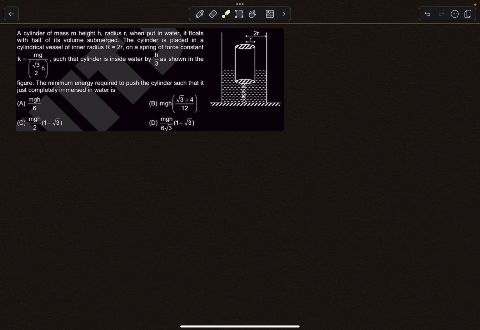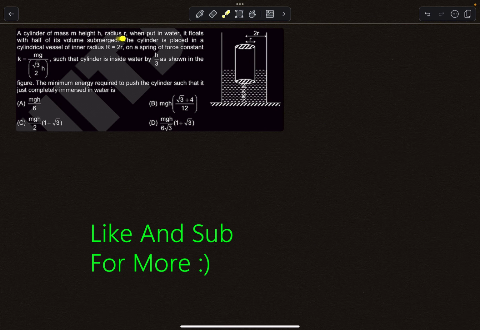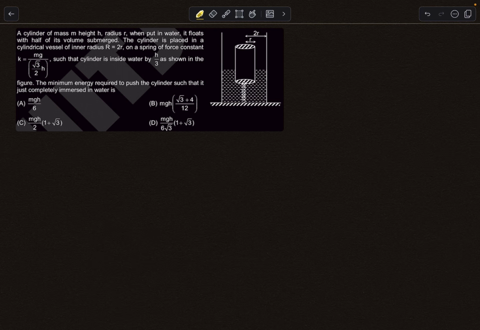In this question, we have a cylinder whose mass, height and radius are given. When it is put in water, it floats with half of its volume submerged. So this condition is essentially given to figure out the density of the cylinder. By using the condition of buoyancy, we can say the density of fluid times the volume submerged times g would be equal to the density of the object times its volume times g. As it is given that it floats half submerged, the submerged volume is going to be V by 2, which implies that the density of the object is half the density of the fluid. So that was the purpose of the first sentence.